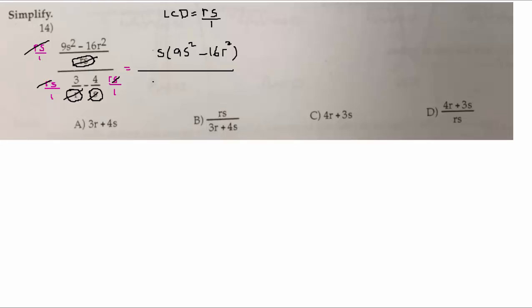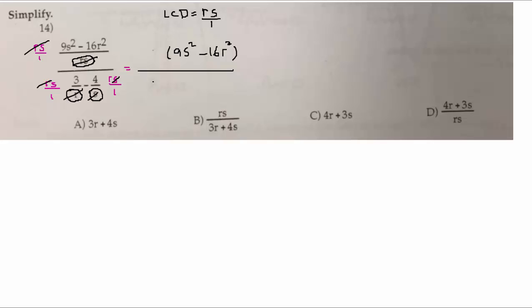Sorry, where did you get that S? Wait a minute, yeah, the RS cancels, you're right. RS cancels out, so you don't even have S here. That's gone. Just 9S squared minus 16R squared, because that R and S both drop to 1.